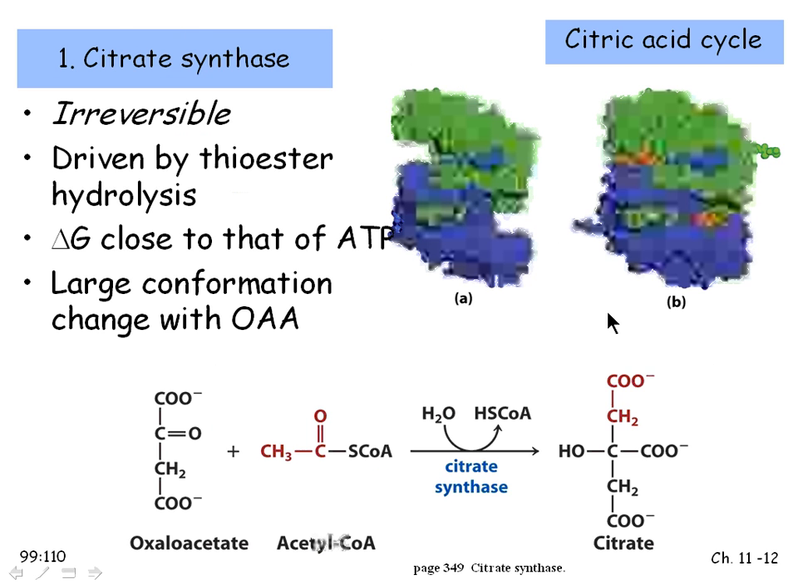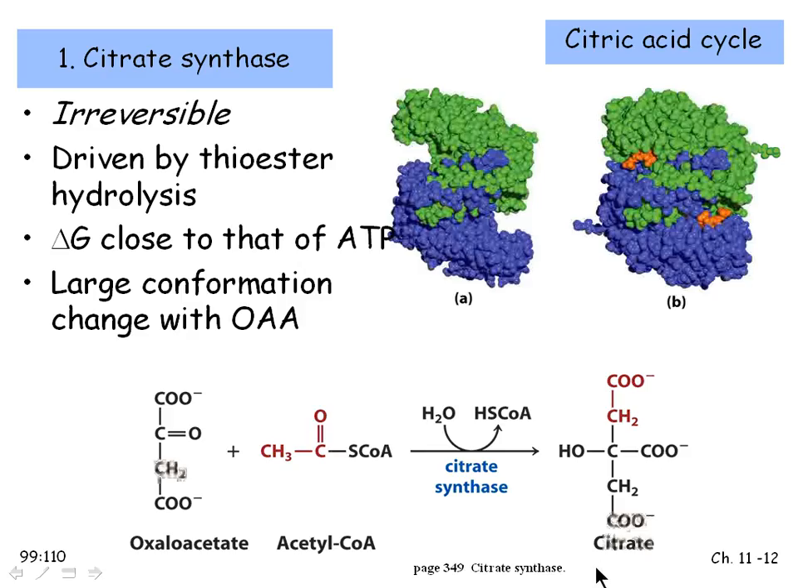Okay, so let's look at citrate synthase. It's named rationally. This enzyme is for making citrate. It's an essentially irreversible reaction, and that's because this thioester bond here, if you remember, has about the same energy as an ATP. And so it's like phosphorylating something. It's a way to drive the reaction in that direction.